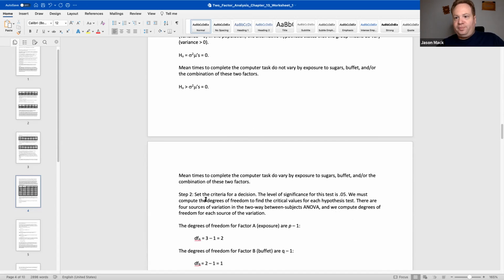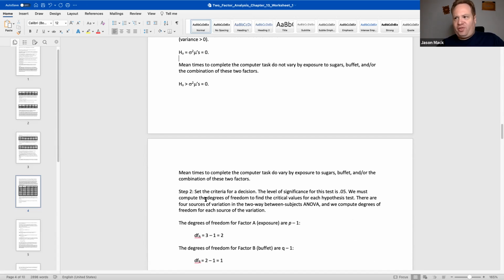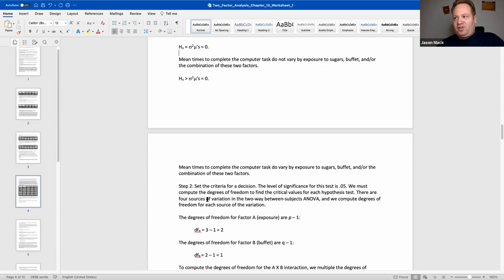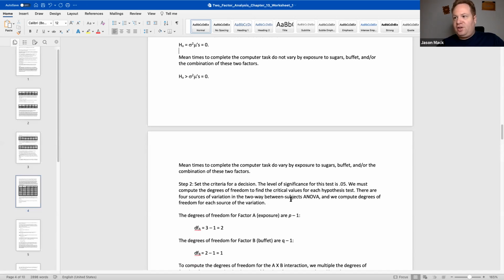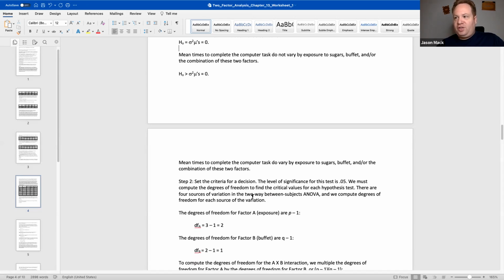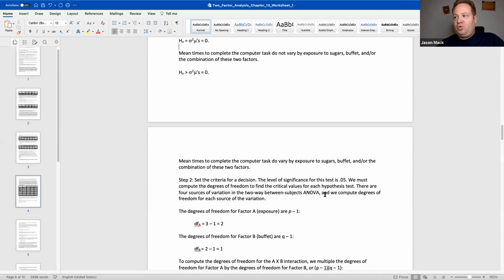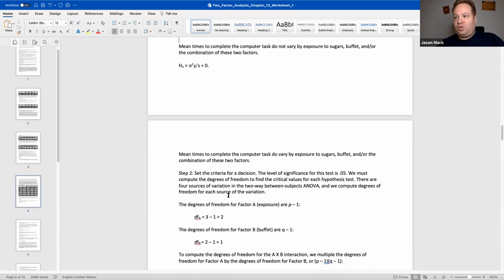Step two, we want to set the criteria for a decision. The level of significance in this test is 0.05. We must compute the degrees of freedom to find the critical values for each hypothesis test. There are 4 sources of variation in the two-way between subjects ANOVA. Remember, ANOVA is simply analysis of variance. And we compute degrees of freedom for each source of variation.